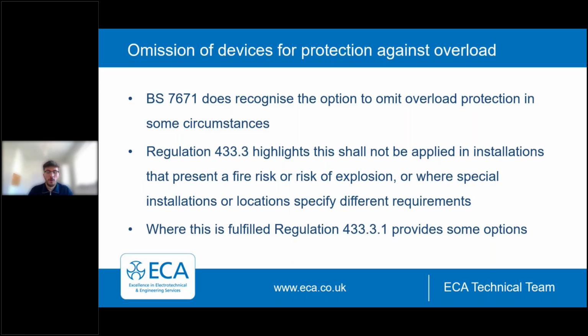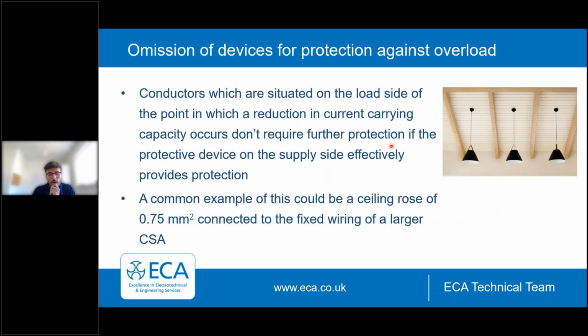Providing that bullet point 2 isn't a concern and that is fulfilled, Regulation 433.3.1 provides us with some options in omitting overload protection. Now, the first one, I've titled this Omission of Devices for Protection Against Overload, because that's where it sits in BS 7671. Essentially, it allows us to not provide further overload protection. So it's that high-level information from this regulation.